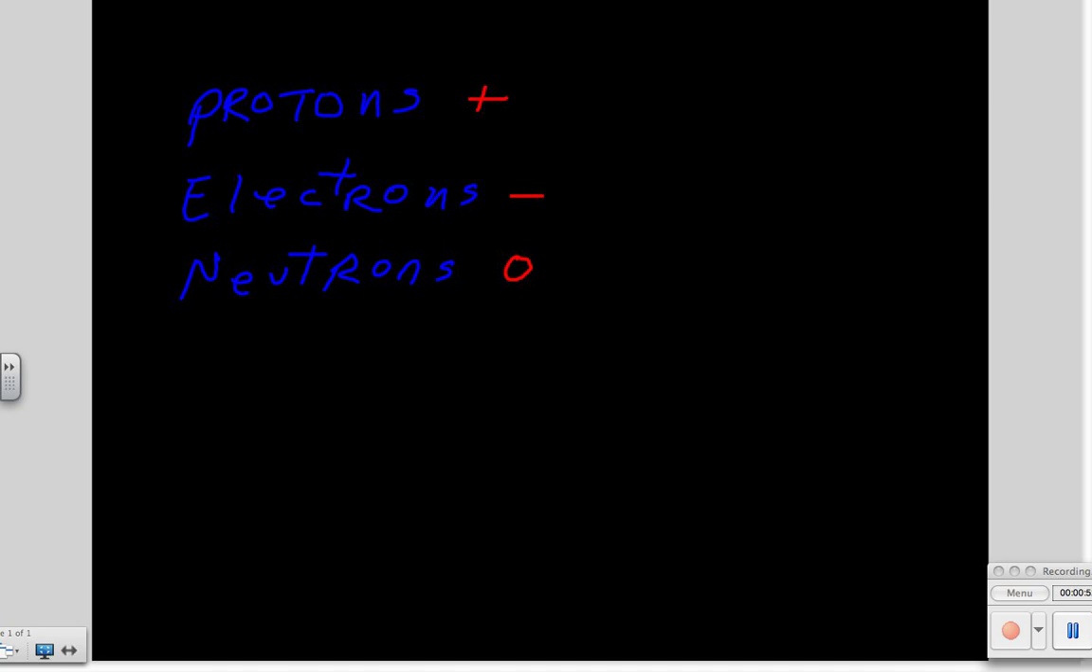The mass associated with each particle: a proton is considered to have the mass of one atomic mass unit, AMU. A neutron has the same mass, one atomic mass unit. And the mass of an electron is 1/1810th atomic mass units. Now the atomic mass unit is a theoretical amount because it's far too small for anybody to ever come up with a way to mass that directly.